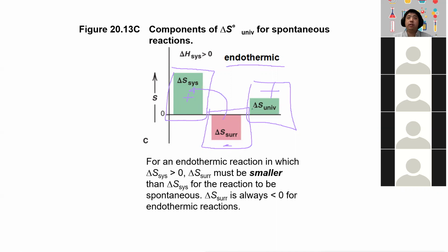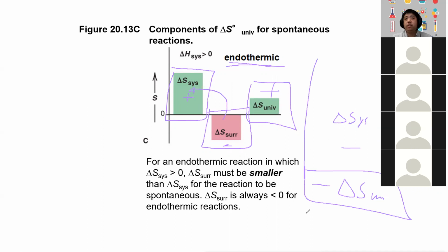And in the very last scenario, if my delta S system, right, if the entropy is actually decreasing in the system itself, and it was an endothermic reaction, so the delta S of the surrounding is also negative, then my delta S of the universe can never be positive. It's going to be negative. So this will never be spontaneous. This is the fourth category that we don't have listed here.